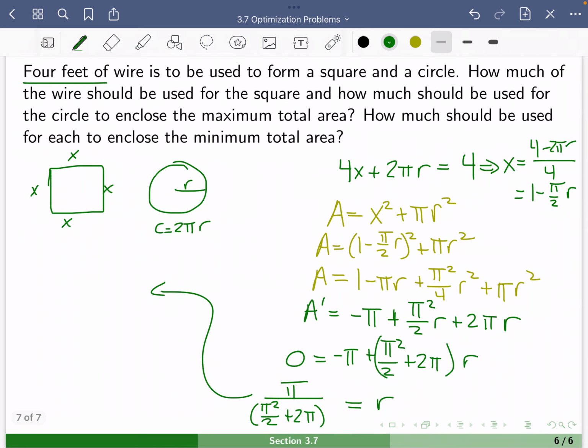We could clean that up a little bit. If we were to multiply the top and bottom by 2 over pi, then on top we would be left with 2. On bottom we would have pi plus 4. So that radius is 2 over pi plus 4. Excellent.